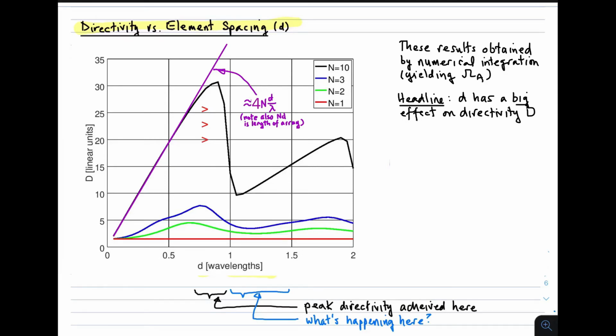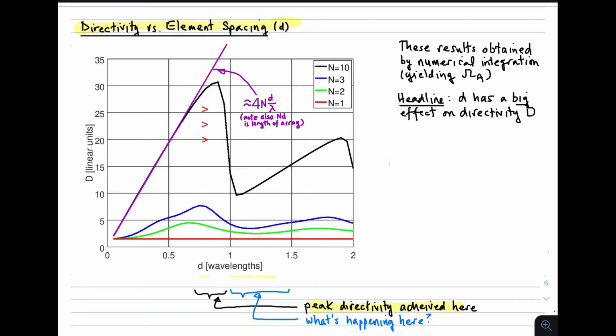In other words, the peak directivity is achieved somewhere in here, somewhere between 0.5 and 1 wavelength. Note well, folks, it's not achieved at 1/2 wavelength. It's usually achieved somewhere greater than 1/2 wavelength, but less than 1 wavelength. This is a common misunderstanding. As you continue to increase the spacing, then eventually you get to a point where there's a crash. Now, what's going on when the directivity becomes suddenly much smaller?